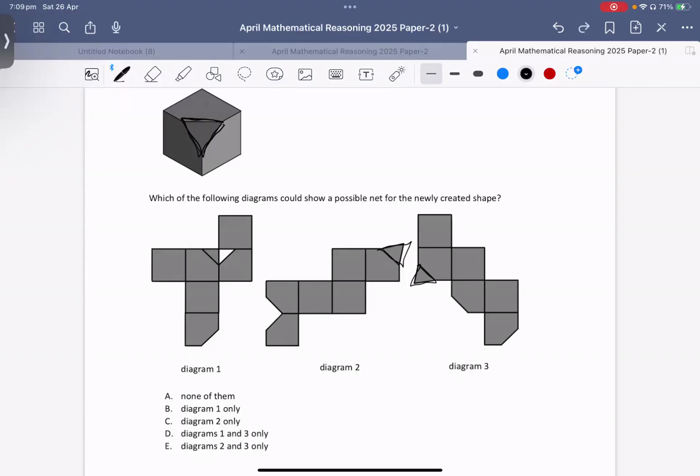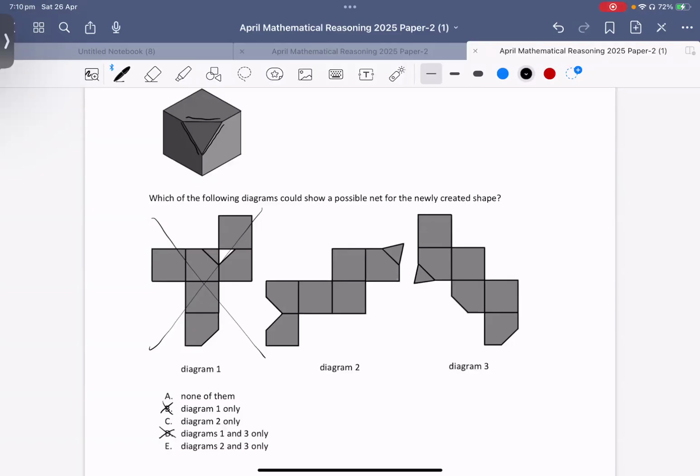So just by looking at this, we know diagram 1 is not going to work. Okay, that eliminates option B and option D. If we have a look at diagram 3, there's also something really interesting. If you see here, can you all see that the sides that have a little notch cut out of it have to be touching each other, right?